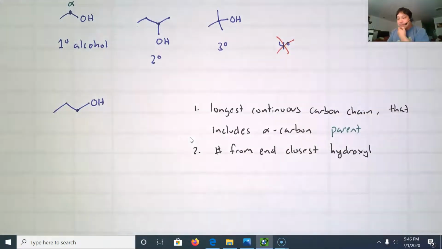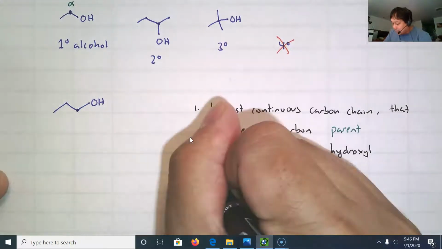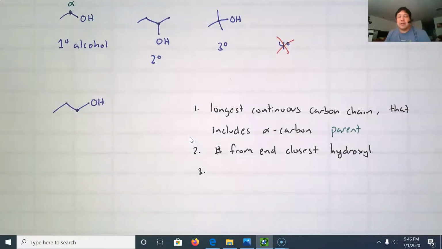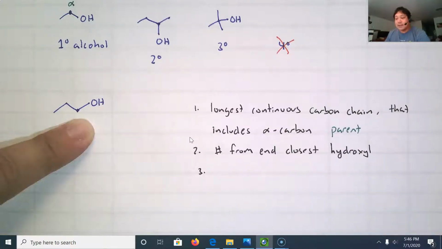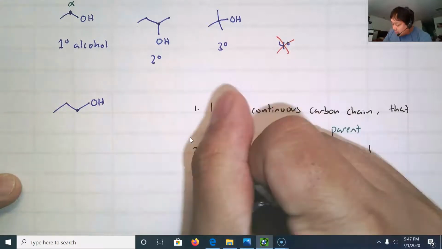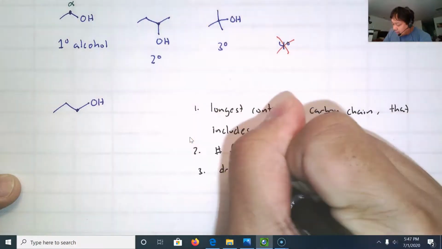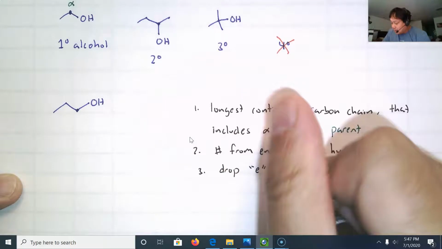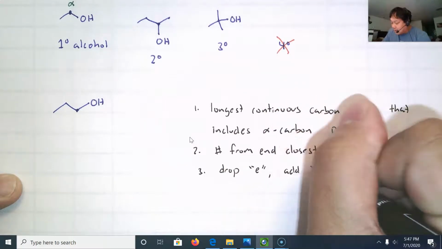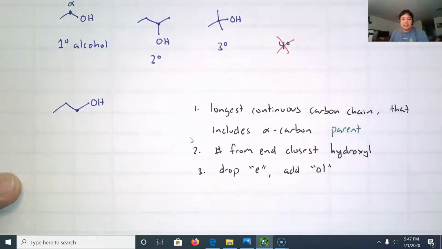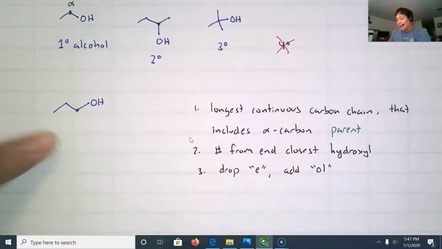What else? 3. You're going to look at your substituents, locate them, etc. But when we name the parent, we're going to drop the E, and we're going to add OL. And you'll see what I mean in just a second. Why don't we go ahead and apply these rules to this molecule right now?